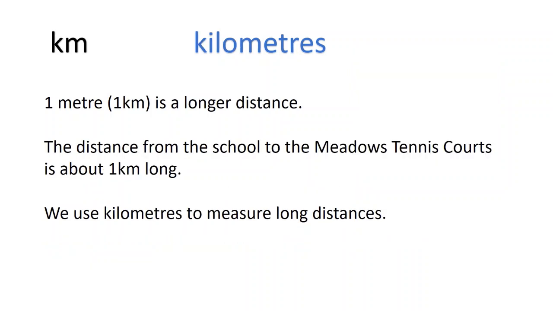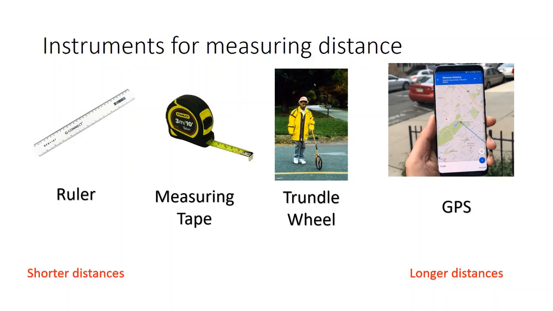And finally, looking at kilometres, 1 kilometre is a longer distance. So the distance from the school to the Meadows tennis courts is about 1 kilometre long, and we use kilometres to measure long distances. So if we understand these distances, then we can look at the instruments we can use to measure them.